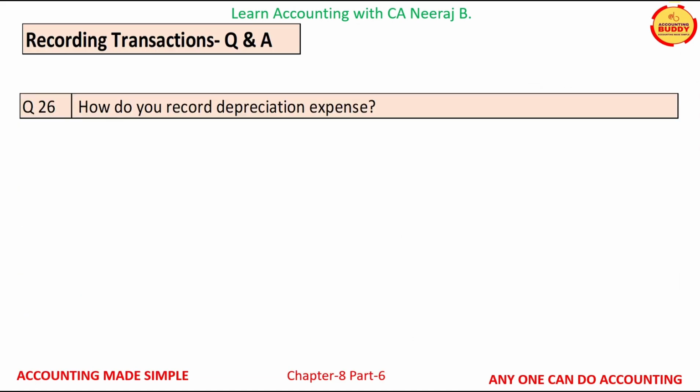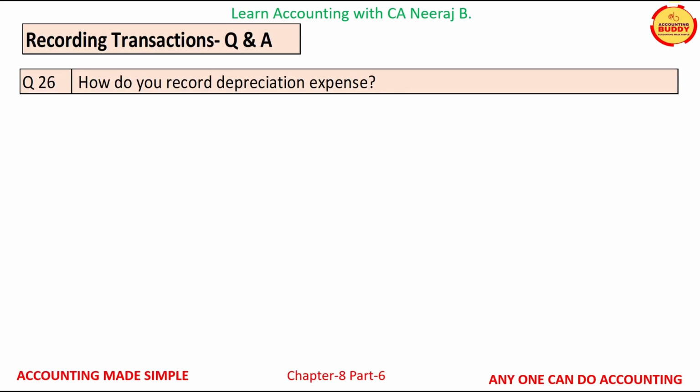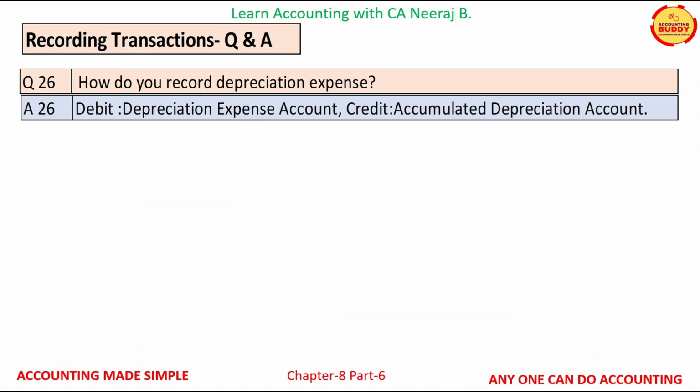Question number 26 is, how do you record depreciation expense? The answer is debit depreciation expense account and credit accumulated depreciation account. Accumulated depreciation account is reduced from the value of the assets in the balance sheet.